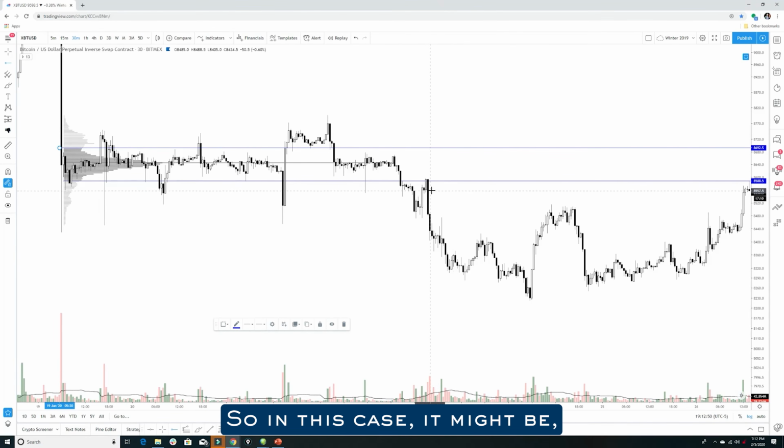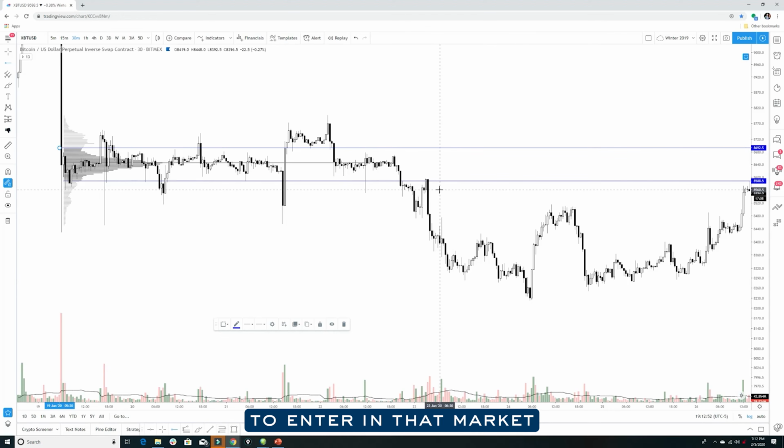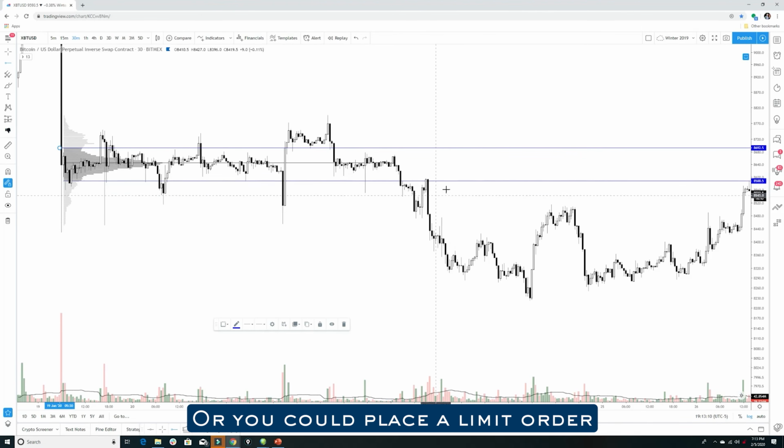So in this case, it might be in your favor to enter in at market if you expect a good amount of follow through, if your target is favorable from a risk reward perspective. From a risk reward standpoint, meaning that you have a good amount of distance to travel, the more to make up for the cost you incurred for placing the trade, or you could place a limit order in anticipation that there's going to be a retest.